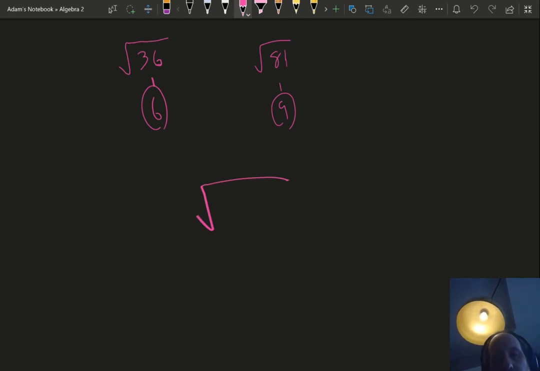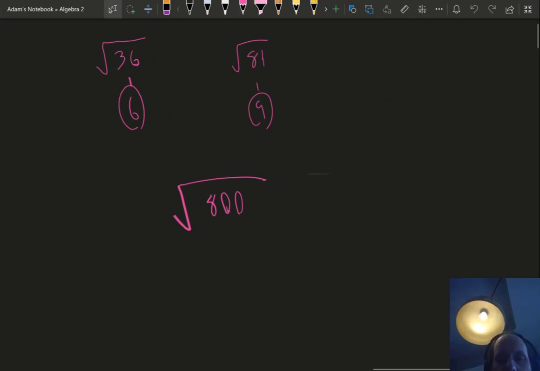Now, what happens if you're simplifying a radical that's not a perfect square? There's a couple ways of doing that. Let's try 800. So we have 800 right here, and we're trying to simplify it. There's two different ways of doing this. Let's take a look here.